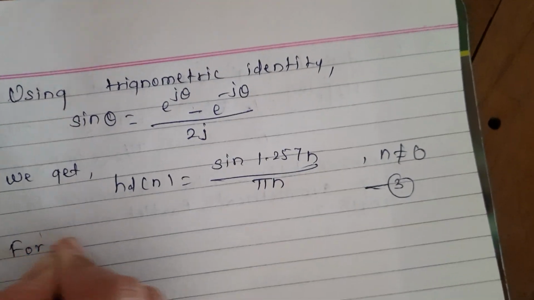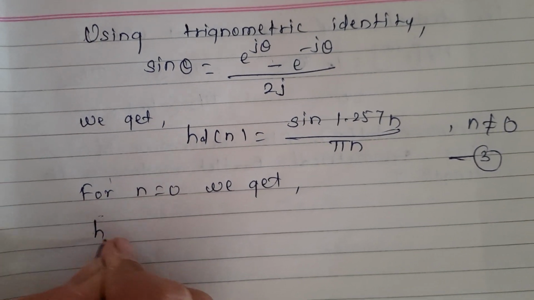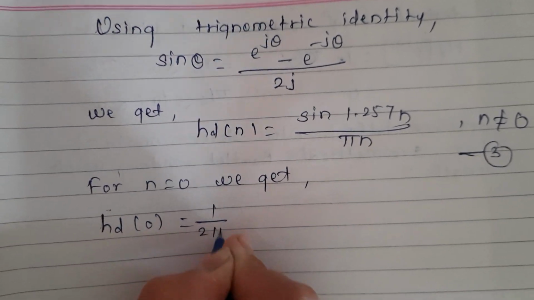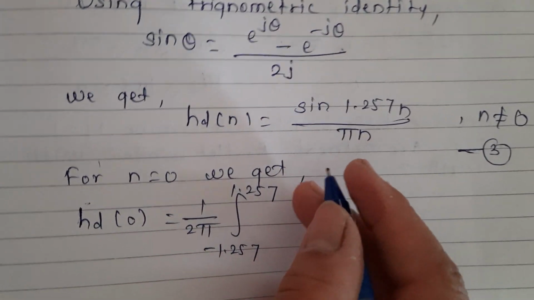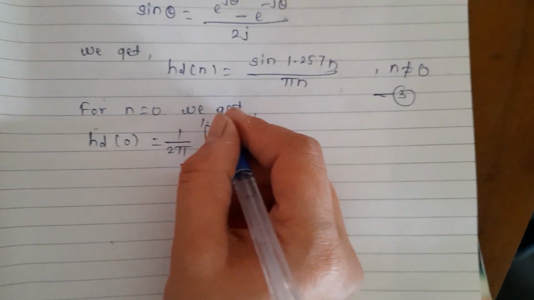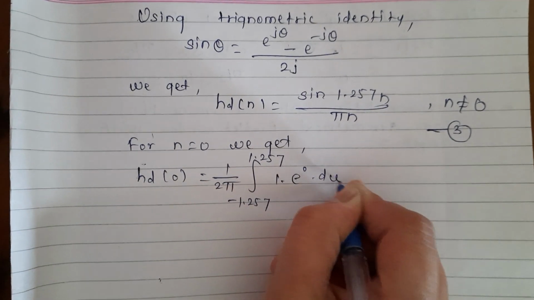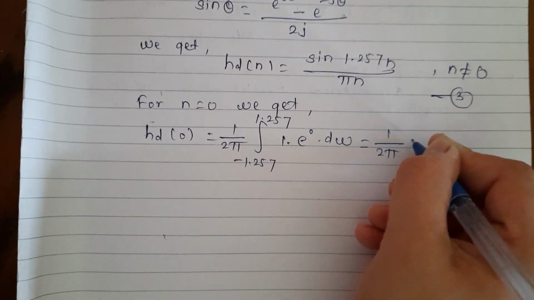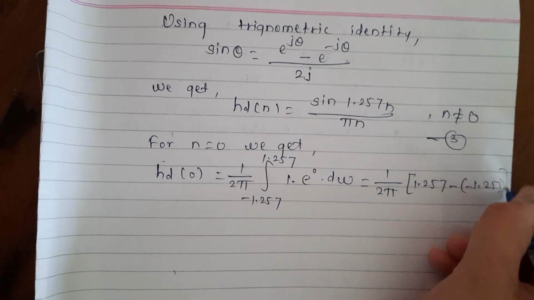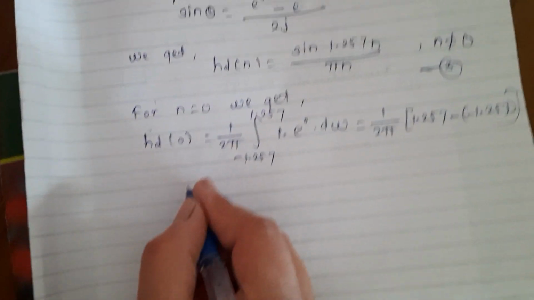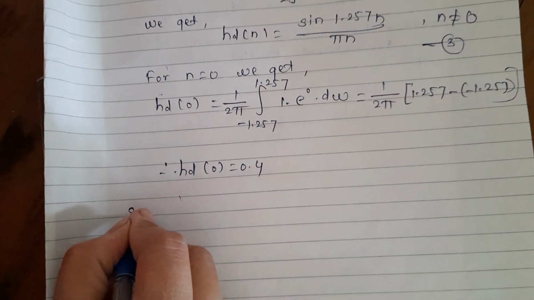Now for n is equal to 0, we get hd of 0 is equal to 1 by 2 pi integral from minus 1.257 to 1.257 of 1 into e raised to 0 d omega. So we replace here the values. It is 1.257 minus of minus 1.257. So hd of 0 is equal to 0.4. Now step 3.